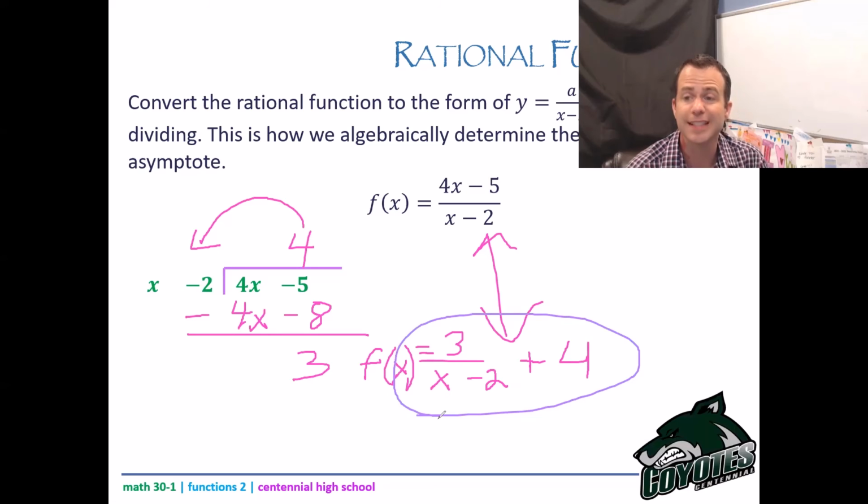But in this one, I actually can see the transformations. I can now say, hey, I've got a vertical stretch of 3. I'm going to move 2 units to the right, and I'm going to move 4 units up. So really, I'm taking the base function of y equals 1 over x. I'm going to stretch it. I'm going to multiply all my y values by 3. I'm going to move 2 to the right and 4 up.